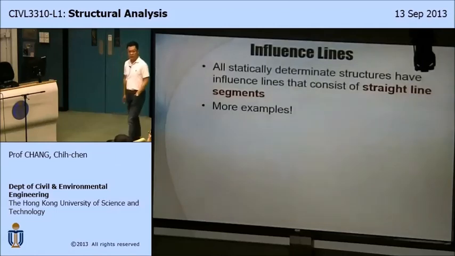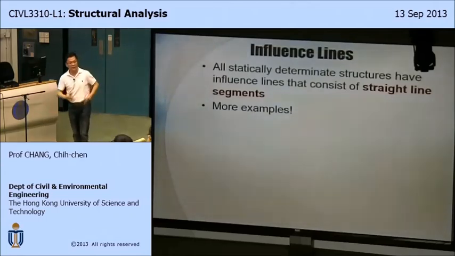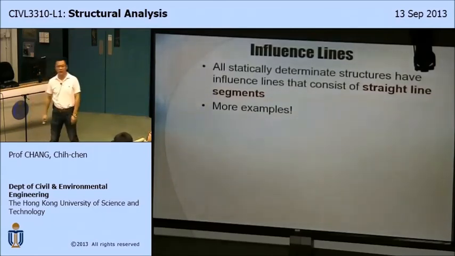Okay, so the conclusion, after some examples I'll show you later on, is that all statically determinate structures have influence lines that consist of straight line segments. They can have different forms, but they always consist of straight line segments.